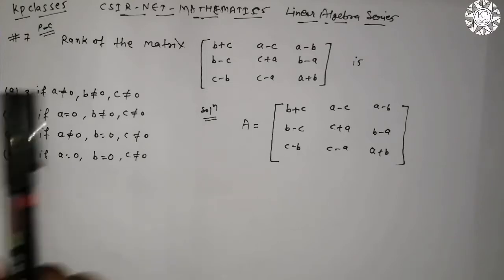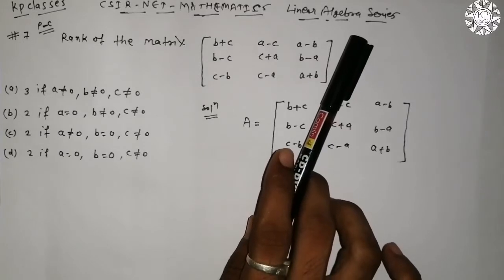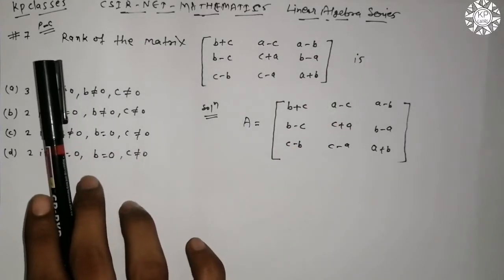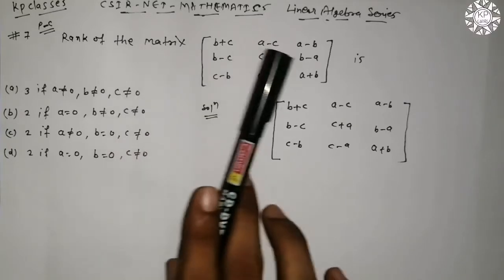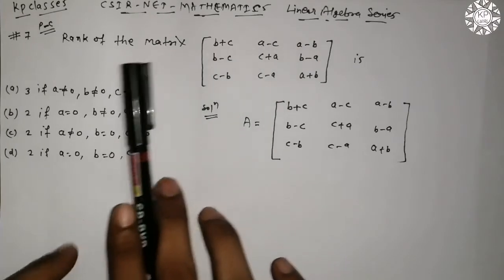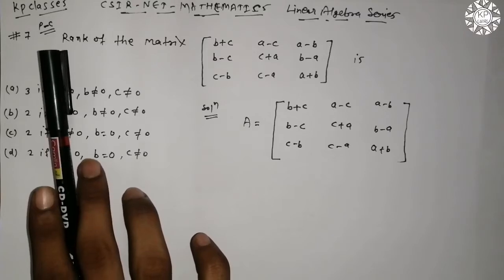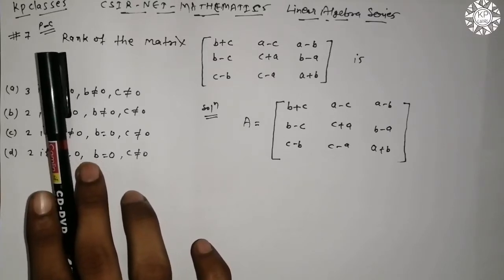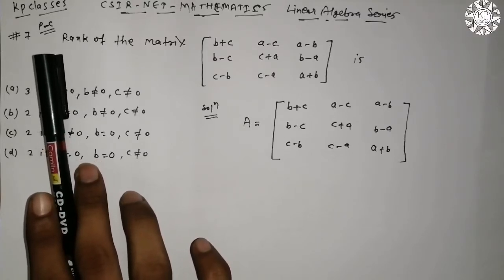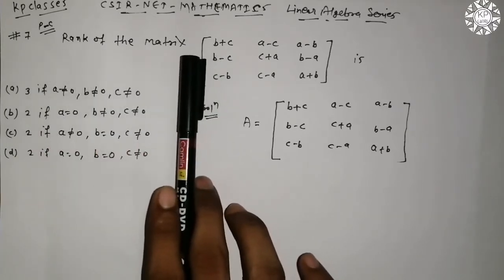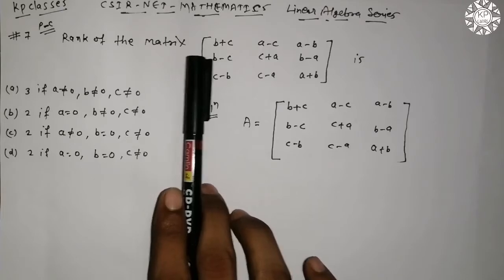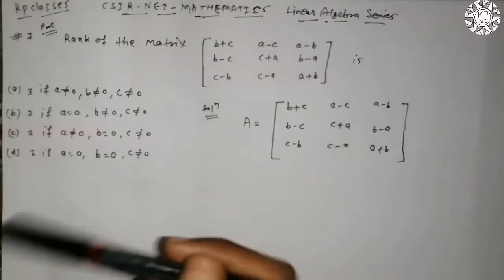Today we are going to discuss a linear algebra series problem, problem number 7. The solutions of problems 1 to 6 are already uploaded on my YouTube channel. This problem is for part C, a multiple choice question. The problem is the rank of the matrix, with entries in a 3x3 matrix.